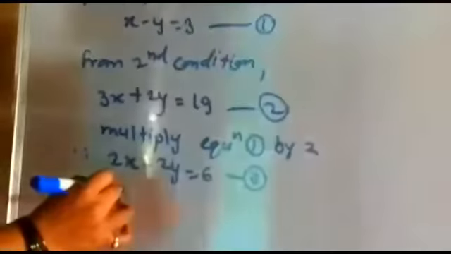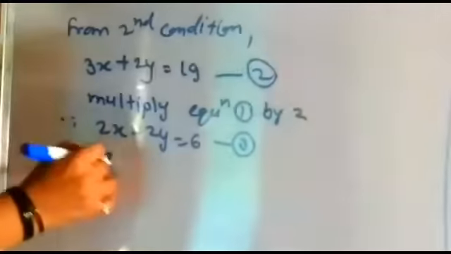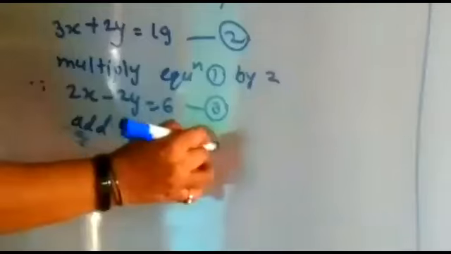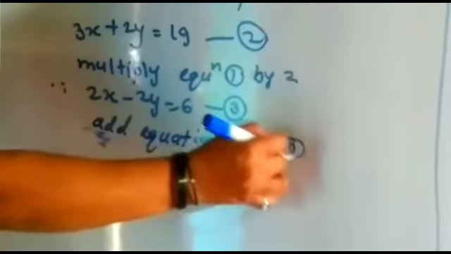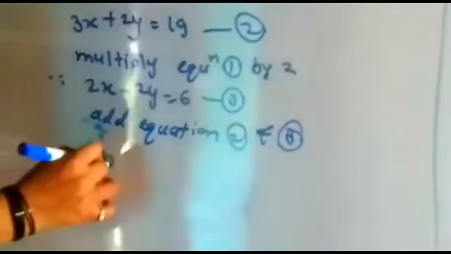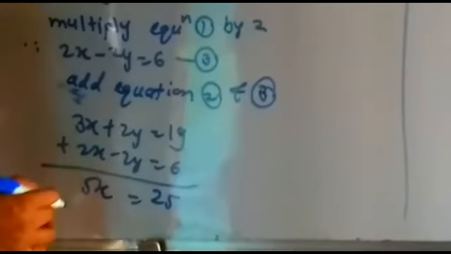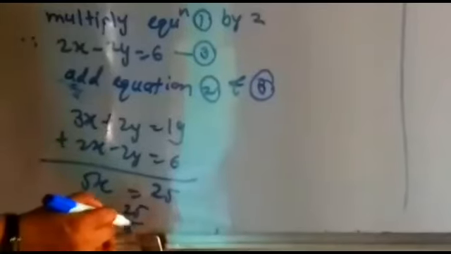Then add equation 2 and 3. If we add both of these equations, 3x plus 2y is equal to 19 plus 2x minus 2y is equal to 6. Then we get 5x is equal to 19 plus 6 is equal to 25. Therefore, x is equal to 25 upon 5.